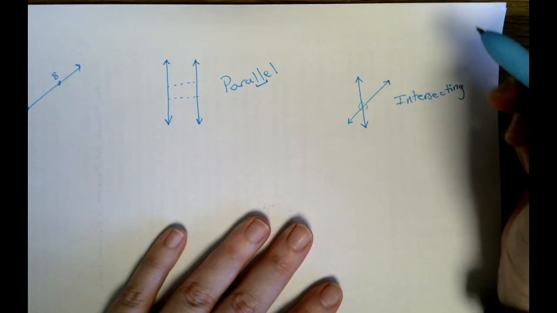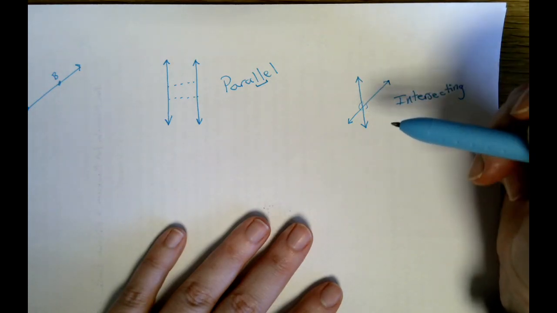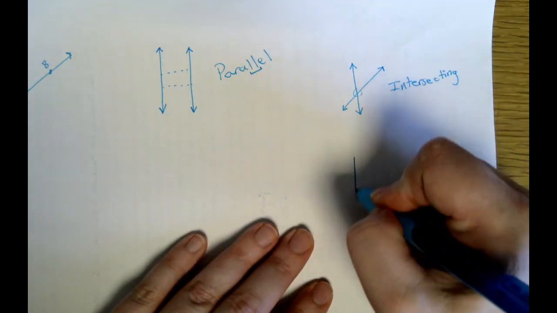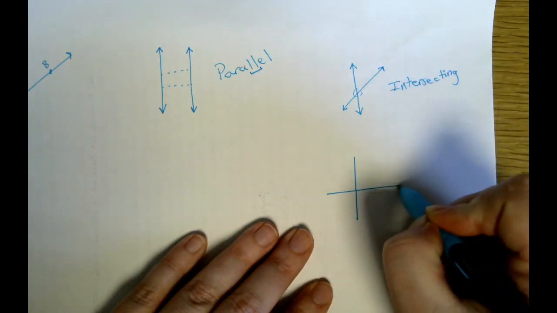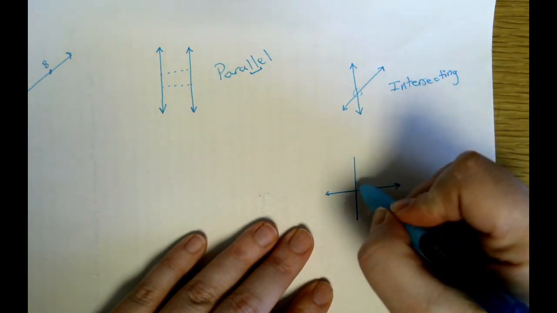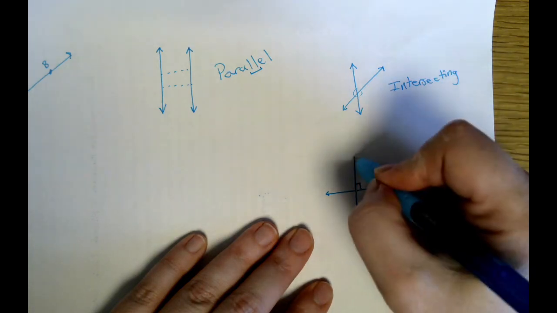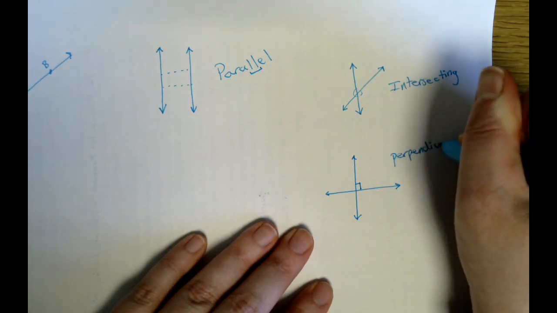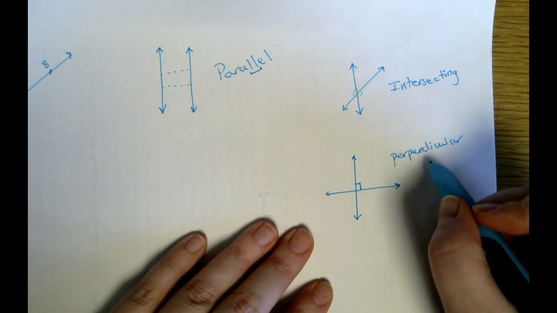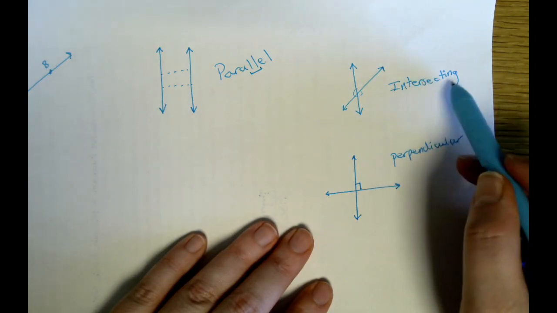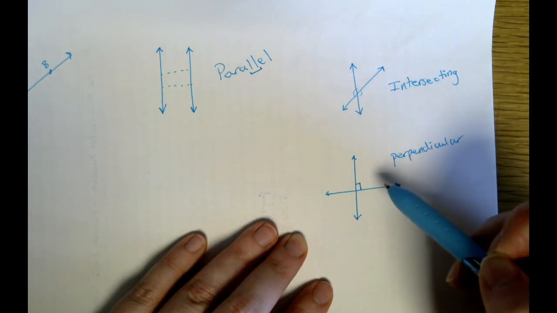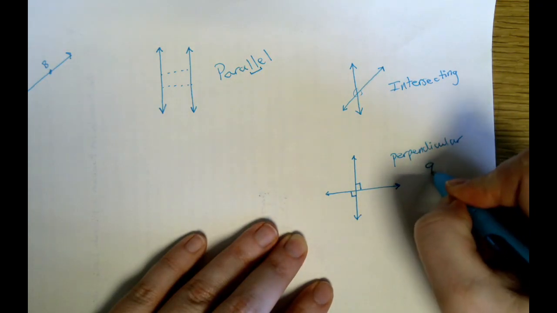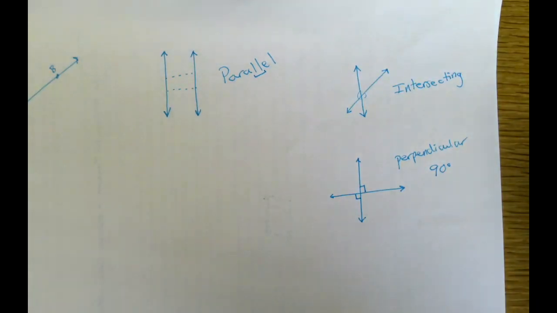Okay. Now, there are a special type of intersecting lines that we're going to talk about. If two lines intersect, but they intersect at exactly a right angle or a 90-degree angle, then that's what we call perpendicular lines. So perpendicular lines are a special type of intersecting lines. It means that they intersect at exactly a 90-degree angle. Okay, all right, so pretty simple stuff today.